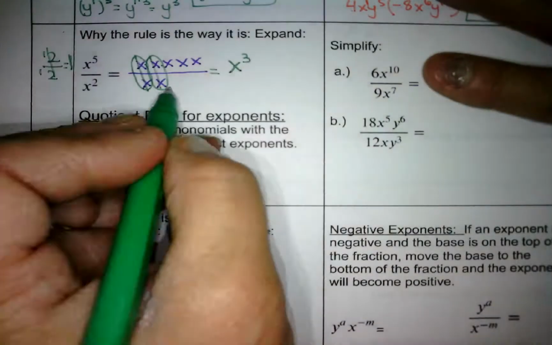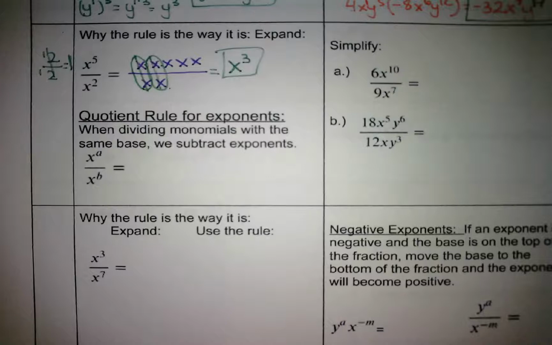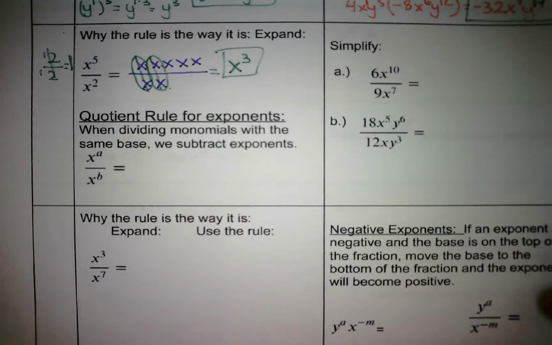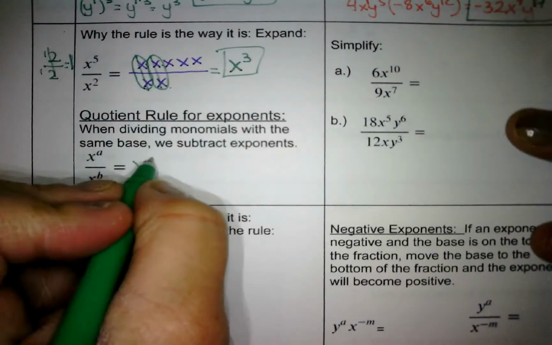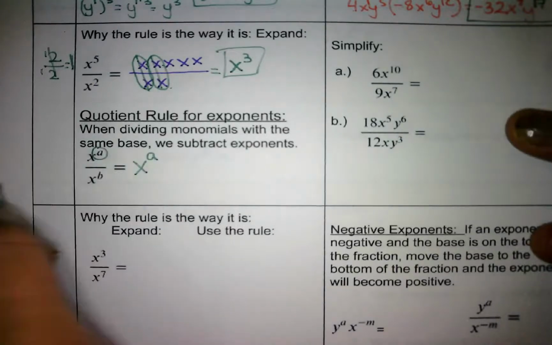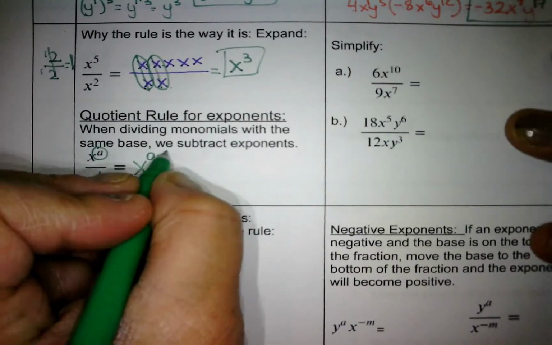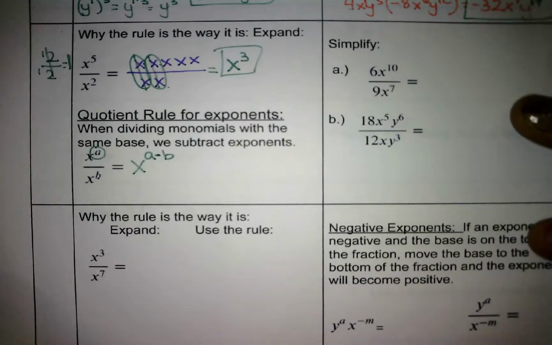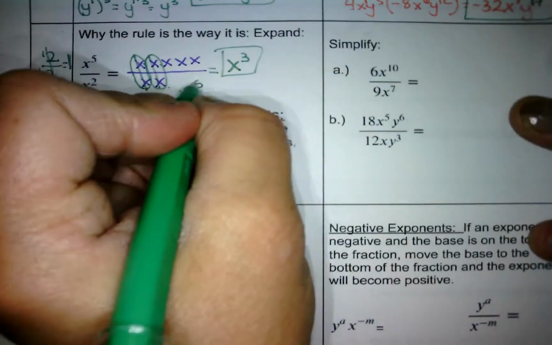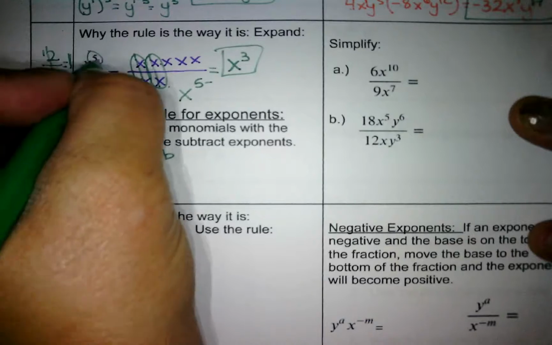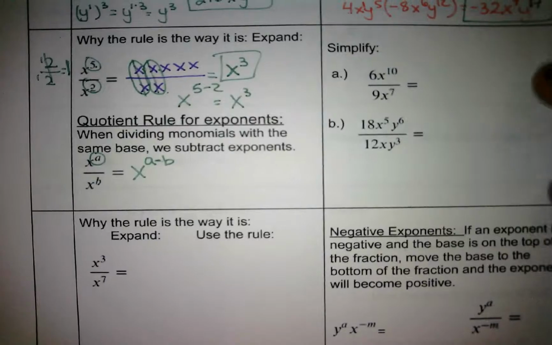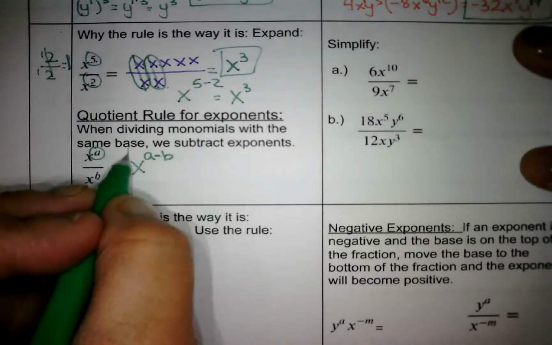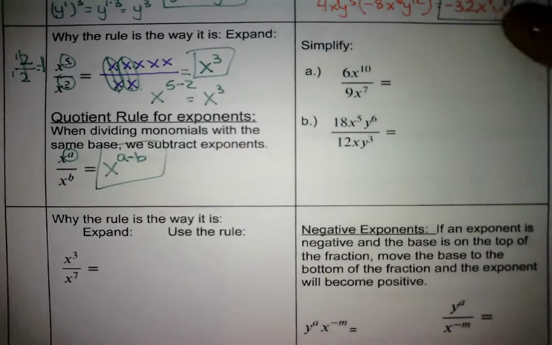Okay, so really my rule when dividing monomials is, with the same base, I take my exponent in the top, in the numerator, and I subtract my exponent in the denominator. So here I had x to the 5th, that's my numerator, minus 2, and that gave me that x to the third power. Okay, but here's my rule. So let's go on ahead and take a look at a couple of these.